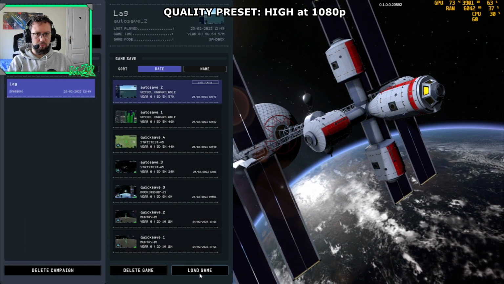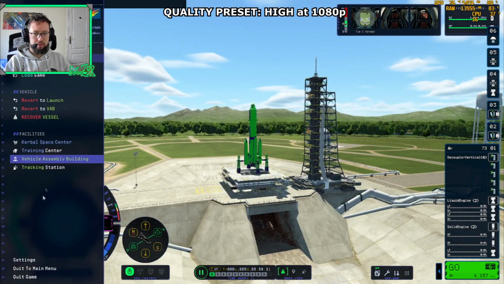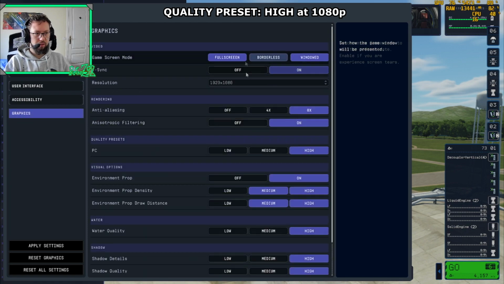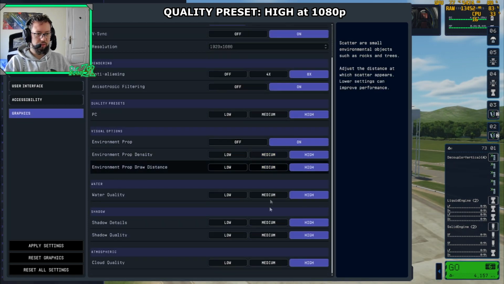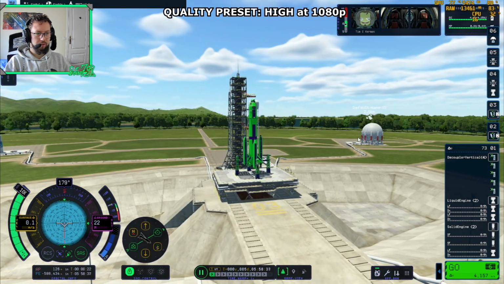Let's try and load one of. So we are now at the launch pad with everything set to high. As you can see from here, everything is high. It's not windowed, it's not medium, everything is high. It's just the game trolling again. Let's see what's gonna happen now during the launch.